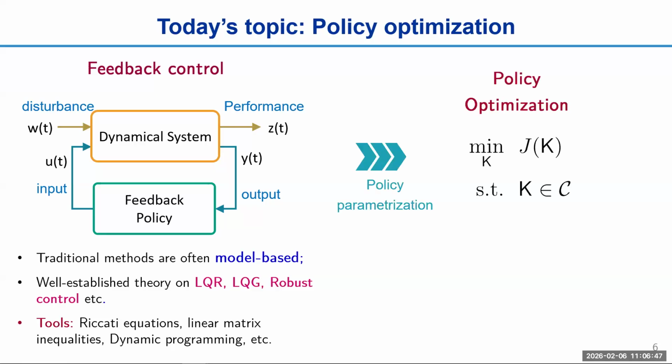And today I'm going to talk about another perspective in control. We want to do policy optimization. So we choose a policy class for your feedback controller, and we do a policy parameterization using a parameter K.